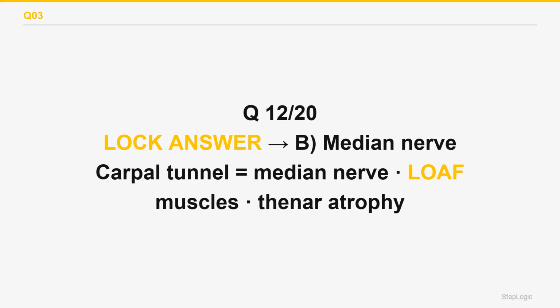Choice A, ulnar nerve, supplies the little and half the ring finger and the hypothenar muscles, compressed at the elbow or Guyon canal, not the carpal tunnel. The thumb, index, middle distribution with thenar atrophy is specific for the median nerve.